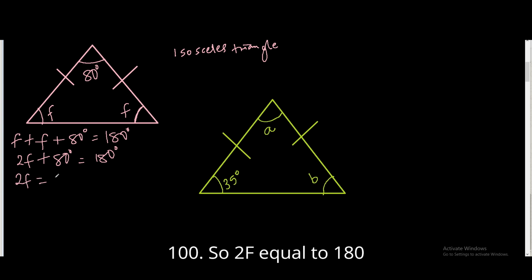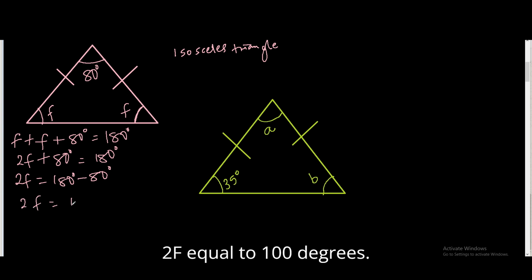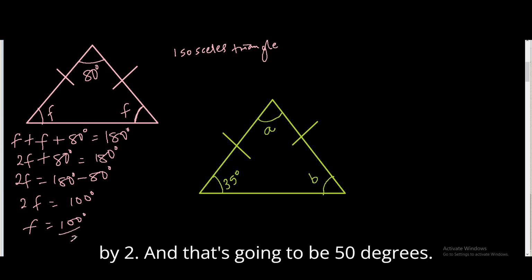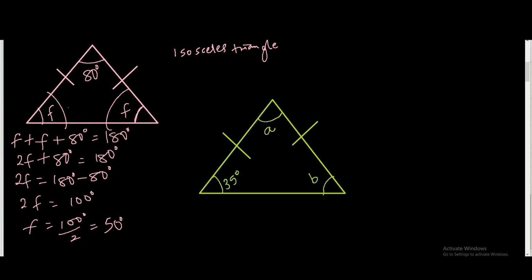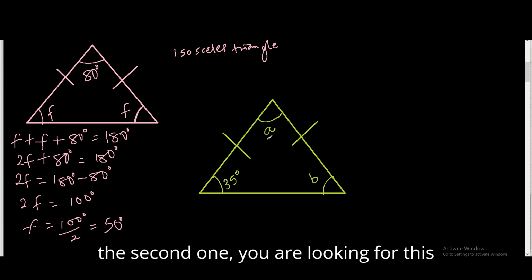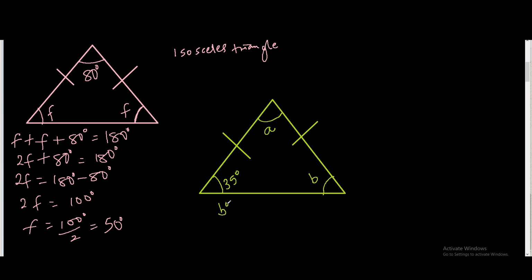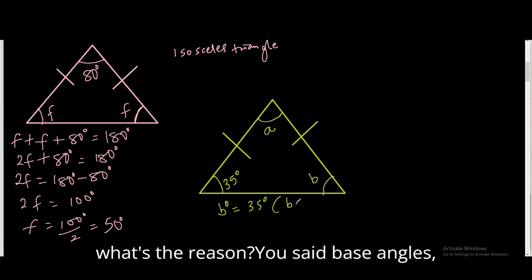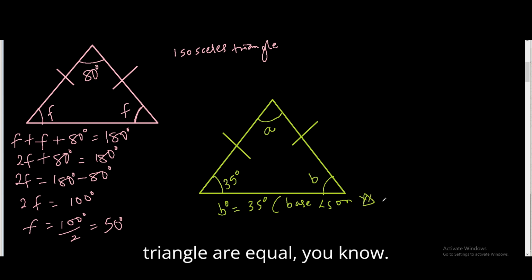So 2f equals 180 degrees minus 80 degrees. Then 2f equals 100 degrees. So f equals 100 degrees divided by 2, and that's going to be 50 degrees. That means this angle is 50 and this angle is 50 if we have to label it. And for the second one, you're looking for this and you're looking for this. It's very simple. You just have to say b equals 35 degrees. And what's the reason? You say base angles of an isosceles triangle are equal.